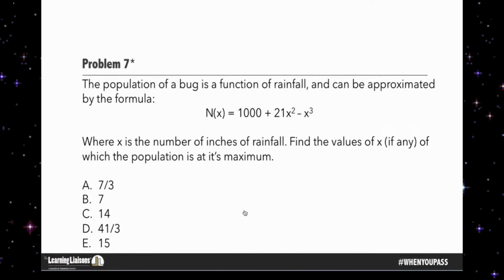The population of a bug is a function of rainfall and can be approximated by the formula n of x equals 1,000 plus 21x squared minus x cubed, where x is the number of inches of rainfall. Find the values of x, if any, of which the population is at its maximum.